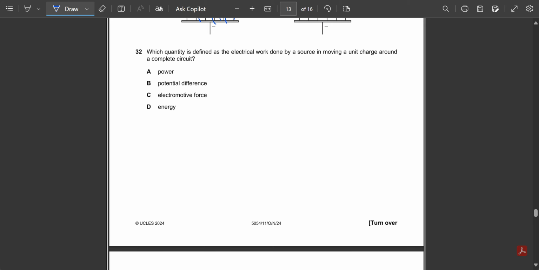Which quantity is defined as the electrical work done by the source in moving a unit charge around a complete circuit? That is E. The definition of EMF.